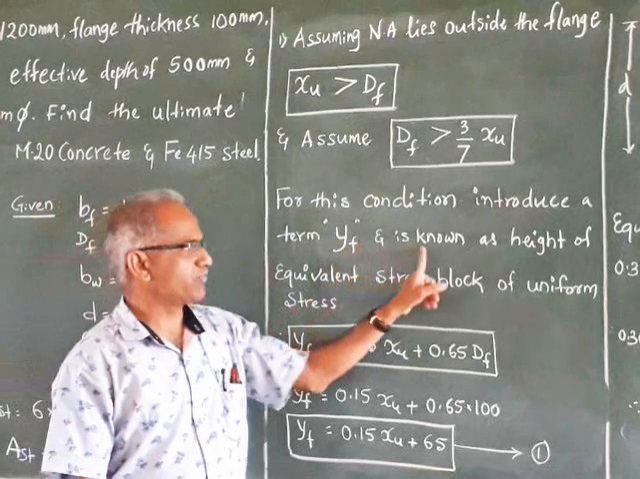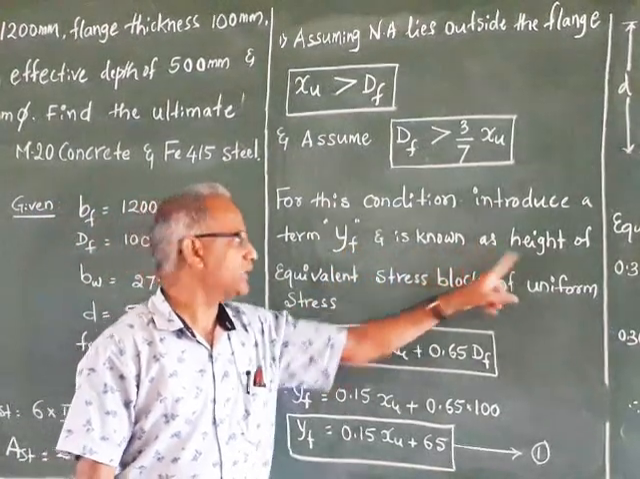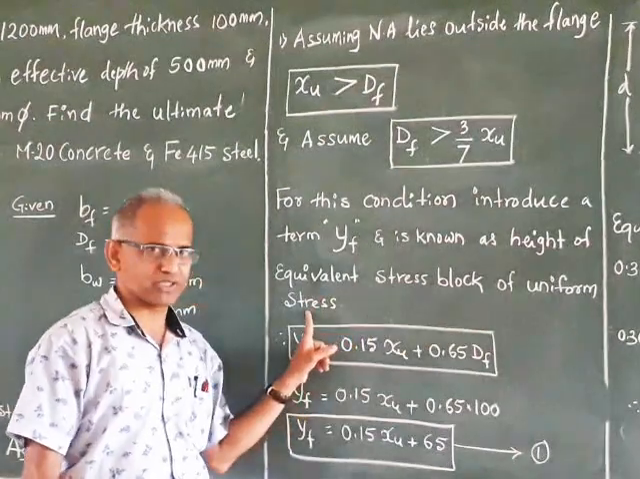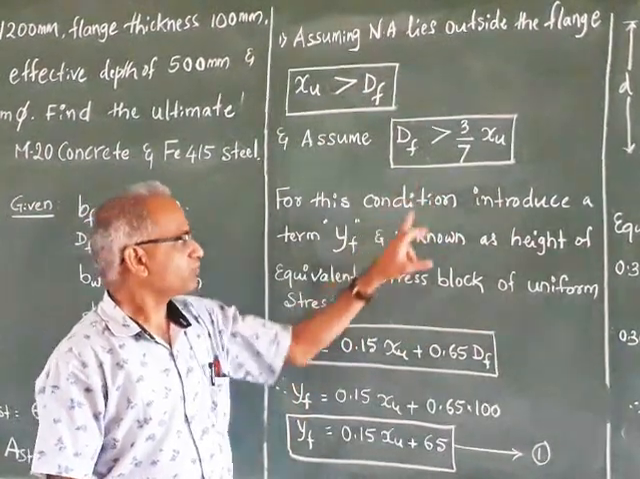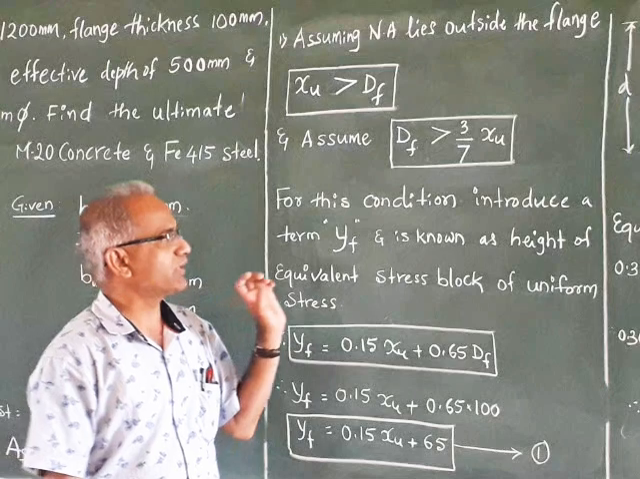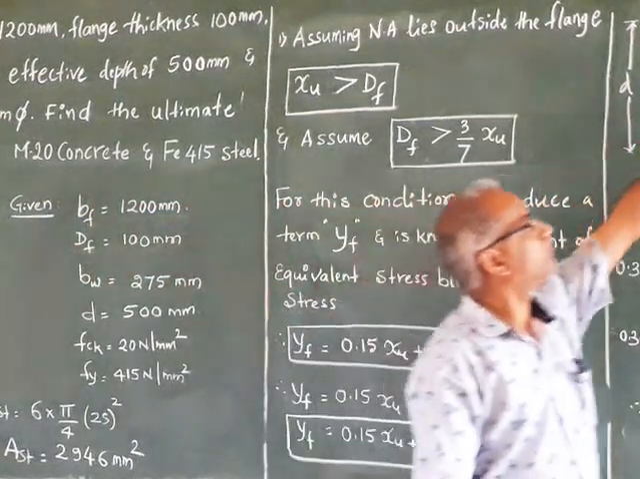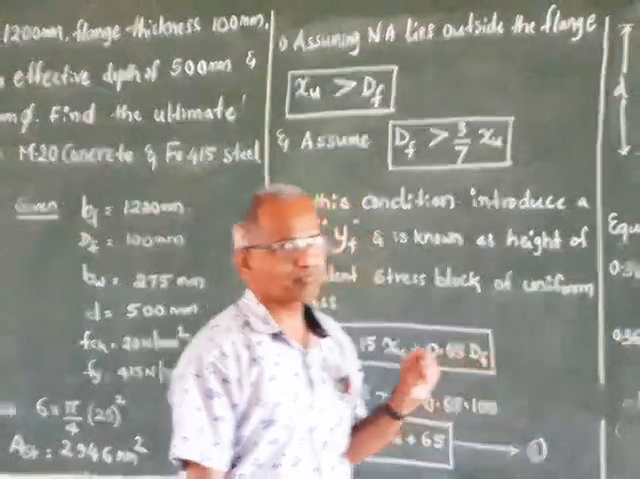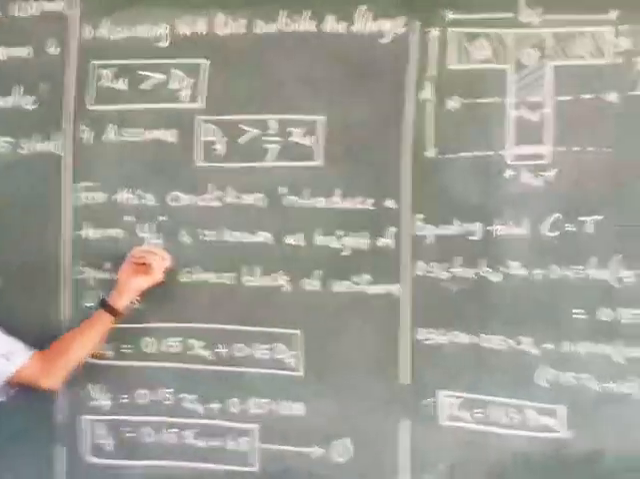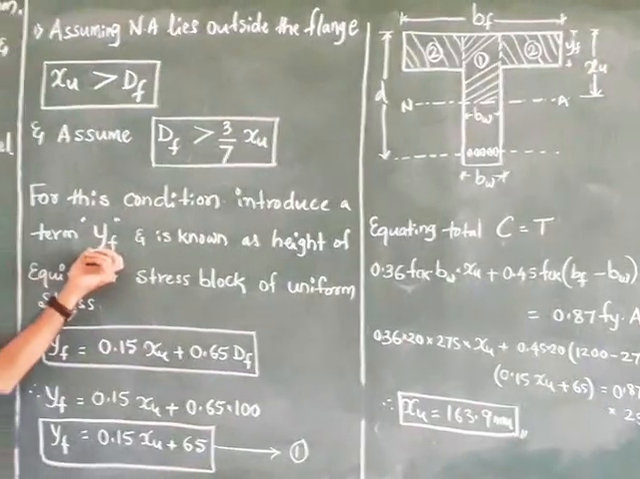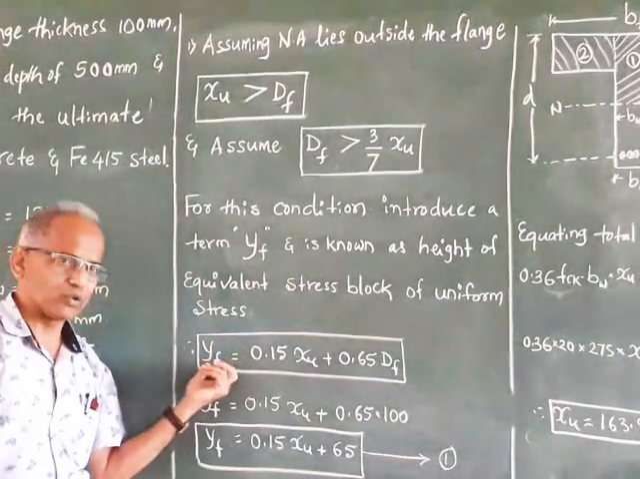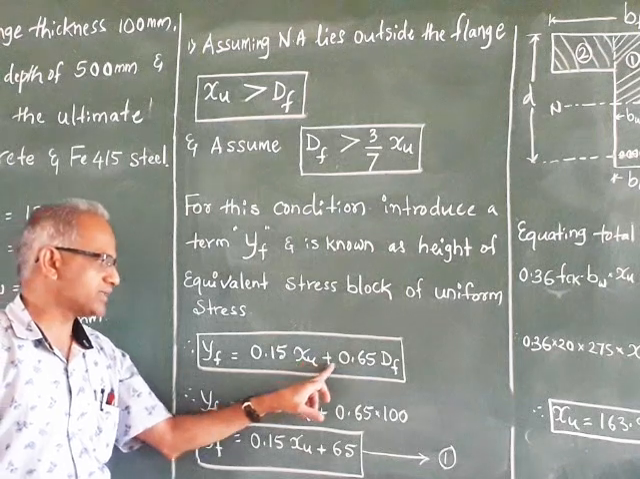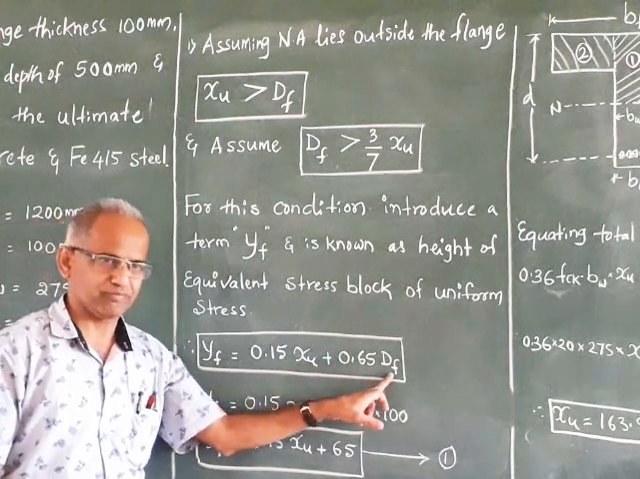This YF is known as the height of equivalent stress block of uniform stress. This is the YF. Now, how to find this YF? YF will be calculated as 0.15 XU plus 0.65 DF.